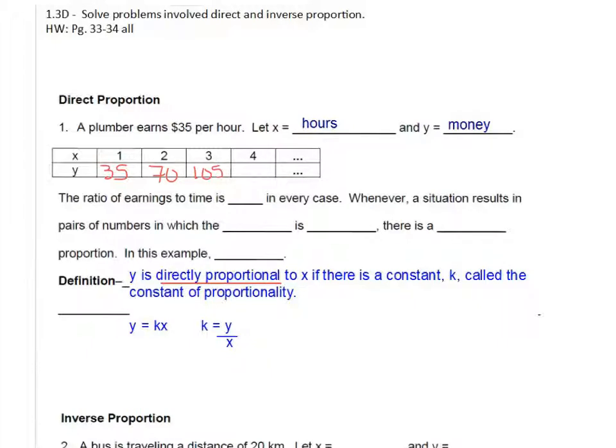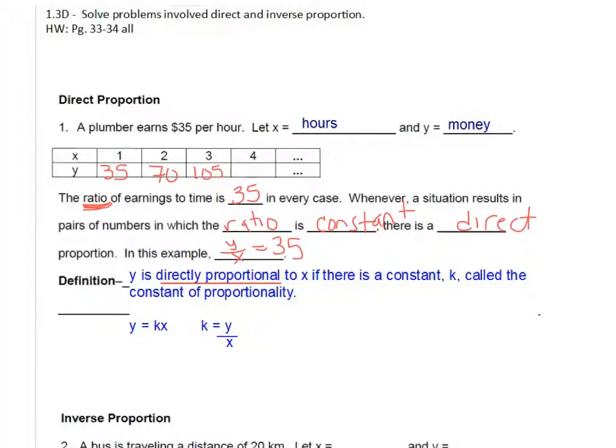So in this case, the ratio of earnings to time, ratio being division, is 35 in every case. So whenever a situation results in a pair of numbers in which the ratio is constant, there is a direct proportion. So in this example, y divided by x is 35. And then you can see our specific definition.